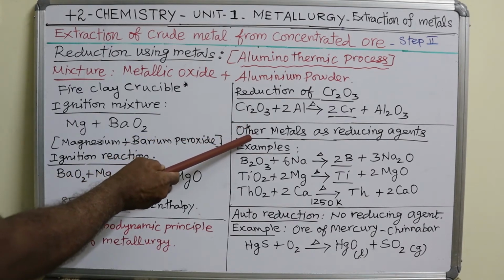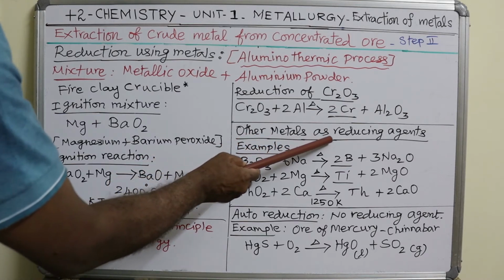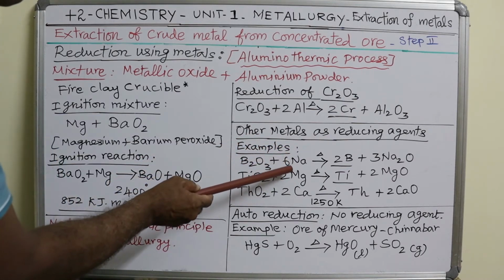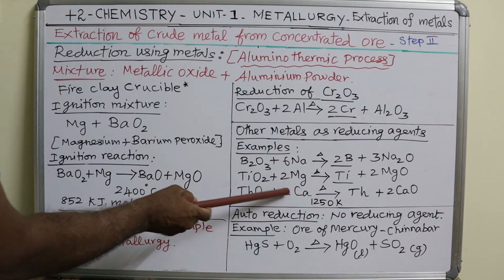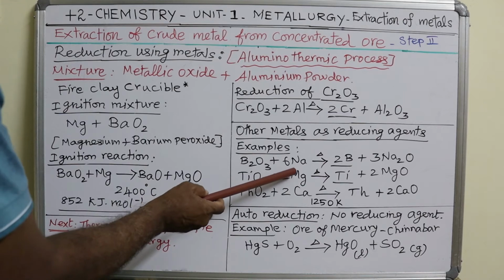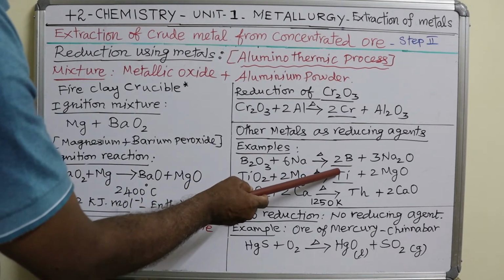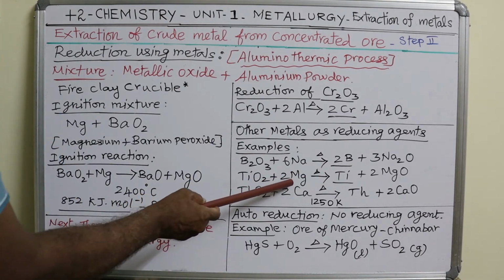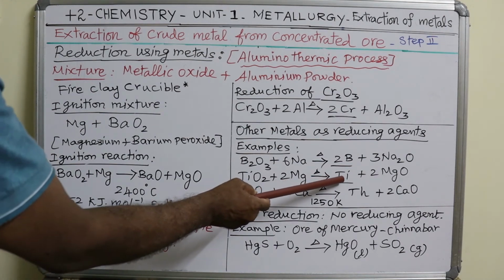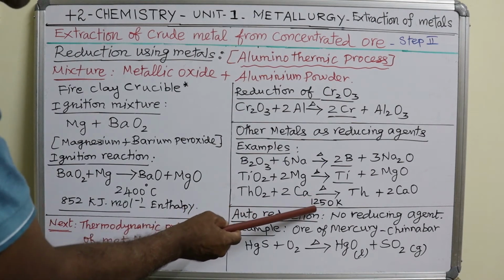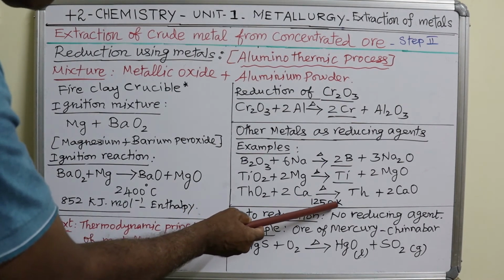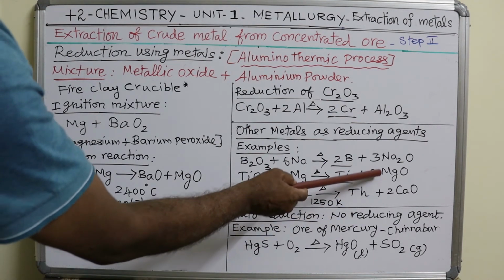Various other metals also can be used for the reduction process. Other metals which can be used as reducing agents are given here. Sodium can be used, highly reactive metals, magnesium can be used, calcium also can be used. Here boron trioxide is heated with sodium and boron is separated. Titanium oxide reacts with magnesium and titanium is separated. Thorium oxide reacts with calcium, and at a temperature of 1250 Kelvin thorium is separated, and the respective metallic oxides are formed.